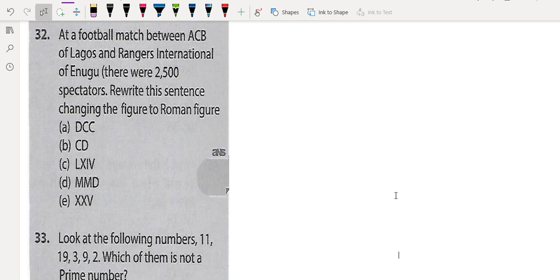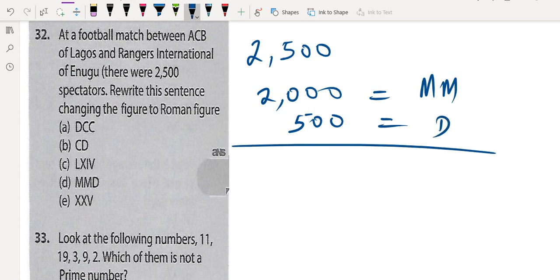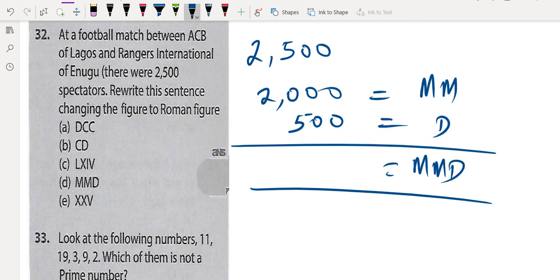There were 2,500 spectators. Rewrite this sentence, changing the figure to Roman. 2,500. We want to write it in Roman figure. So we have 2,000 and what? 500. 2,000 is what? 500 is what? So that gives us option D. So 2,500 is MMD. Option D.